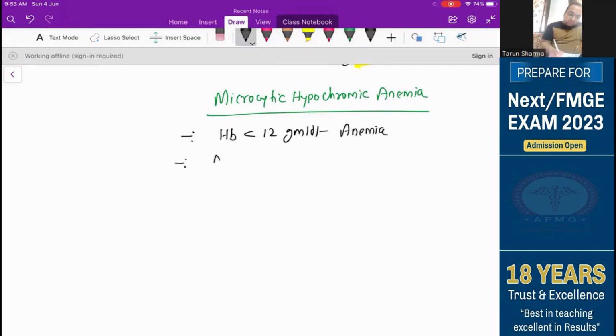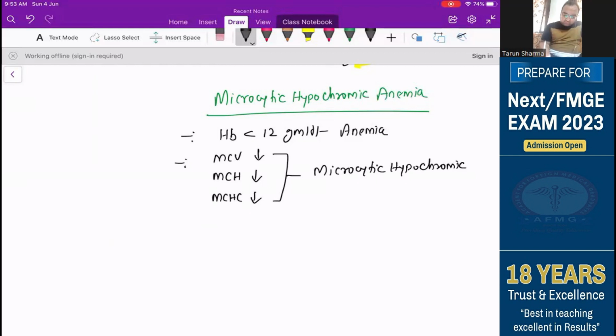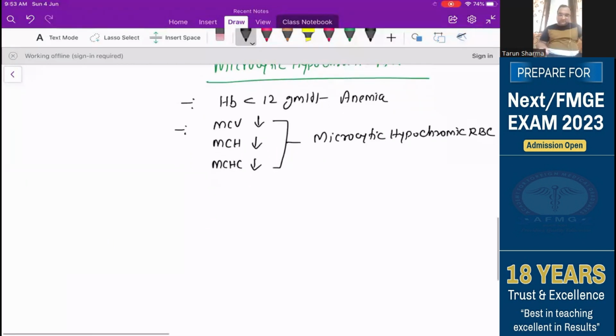Then you are going to see the MCV, MCH, and MCHC values. If MCV is low, MCH is low, MCHC is low, that will tell us that this is a microcytic hypochromic picture. Microcytic and hypochromic RBCs are there in the blood. Okay.